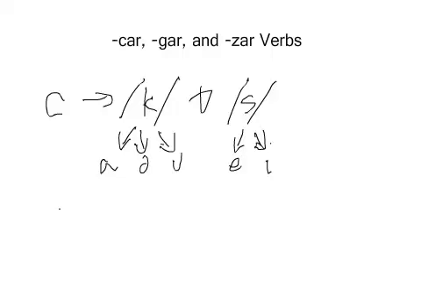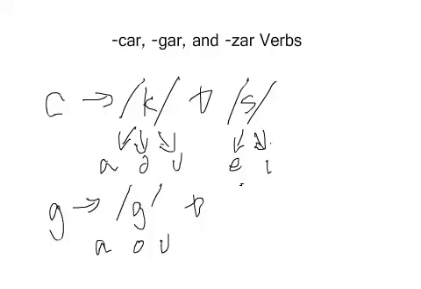Similarly, the letter G makes two different sounds. It makes a G sound, what we think of as a G sound, before A, O, and U. Or it makes an H sound, what we think of as an H sound, more or less, before E and I. Keep in mind that these two letters each have two different sounds that they make based on what comes after them.